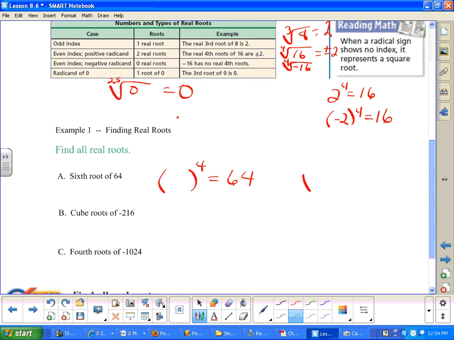So this basically says this. The 6th root of 64 is equal to what? Or the 4th root of 64, excuse me. Why is it 6? It's actually 6. Saying what number to the 6th power equals 64? 2. Or what's the 6th root of 64? And it's what? 2. How do you know?